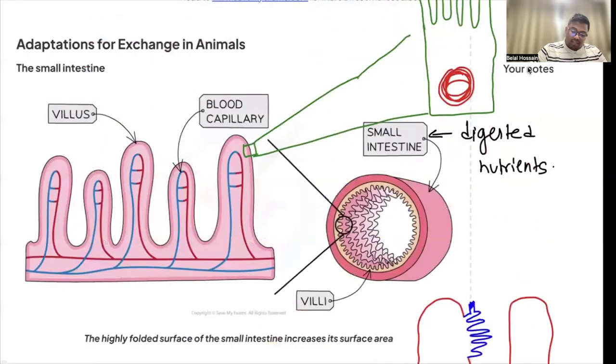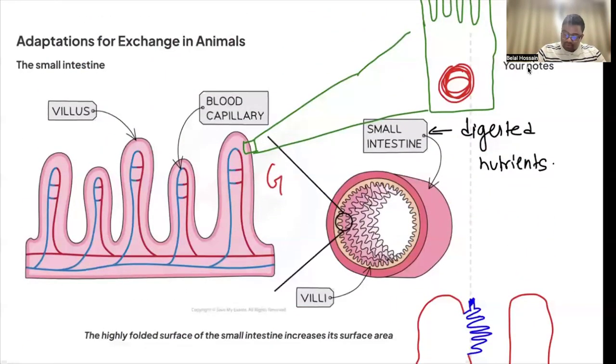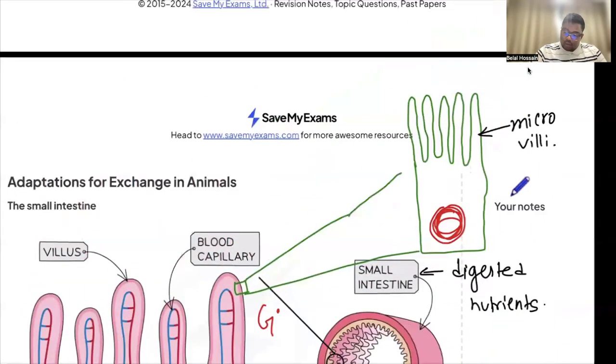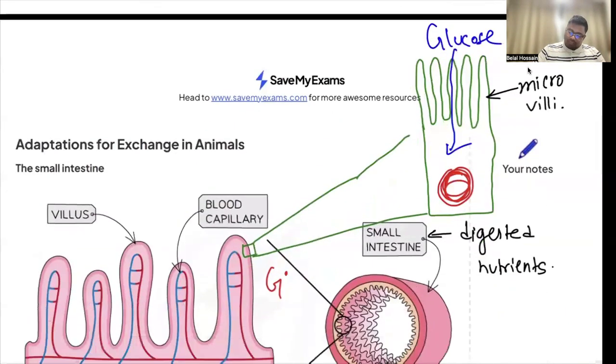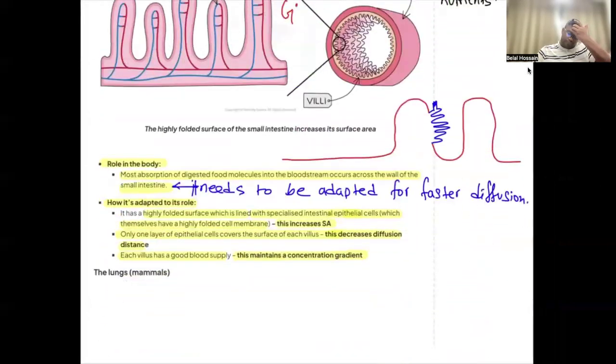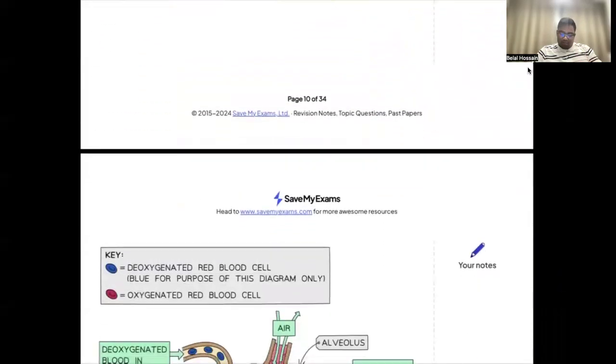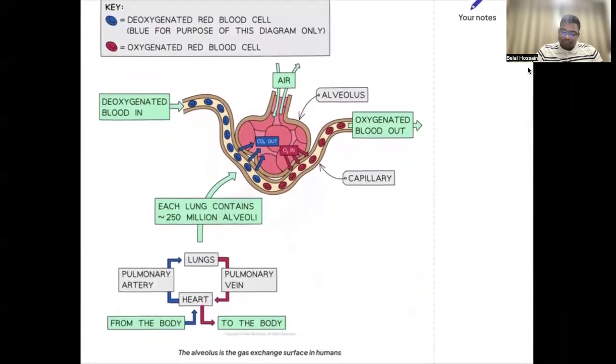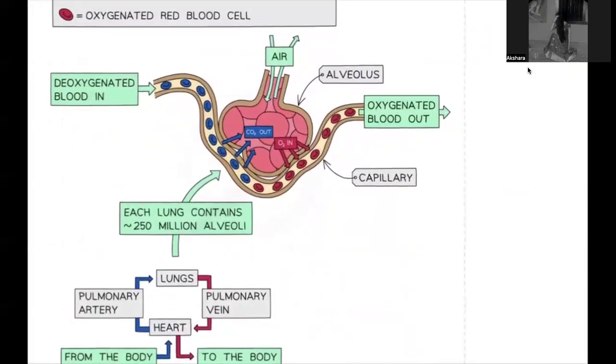Once we have the glucose, understand it from here. The glucose gets absorbed into this cell, and then it can enter the bloodstream directly. Did you get the point? Yes, sir. Question. Your question, please. Hello? Your question, please. No, sir, I don't have any questions.